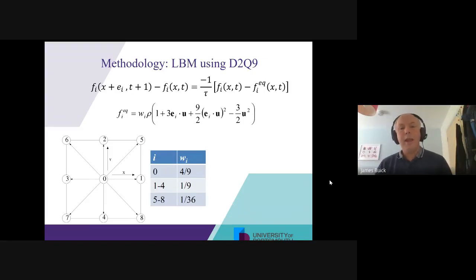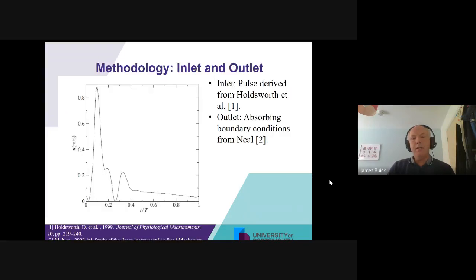In terms of the blood flow modelling, a fairly standard D2Q9 lattice-Boltzmann model. I don't think I need to go into the details of this here, but that's what was used. In terms of the boundary conditions, at the inlet, we used this velocity pulse here. That was derived from Holdsworth's physiological measurement and it gives an indication of the velocity that's coming in at the bottom of the artery. At the outlet, we used an absorbing boundary condition just to absorb any pulse and stop any reflections coming back and affecting the results in our region of interest.